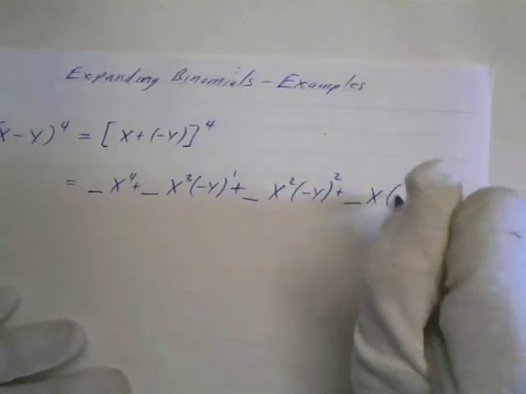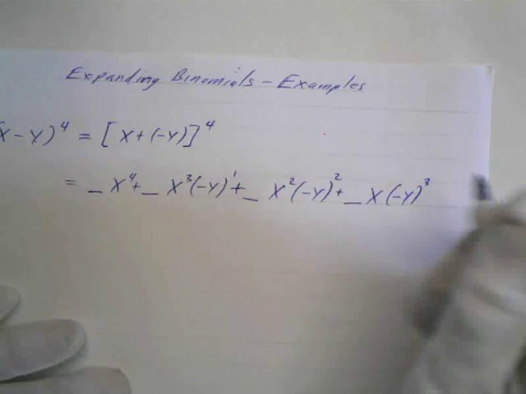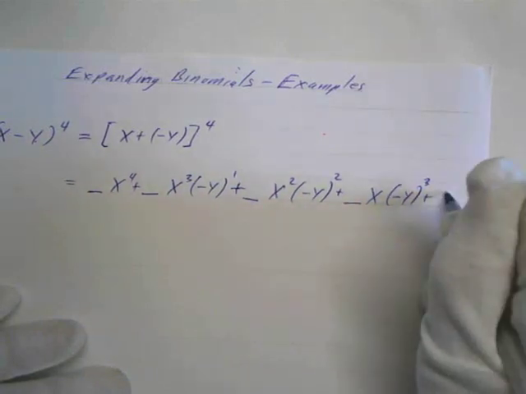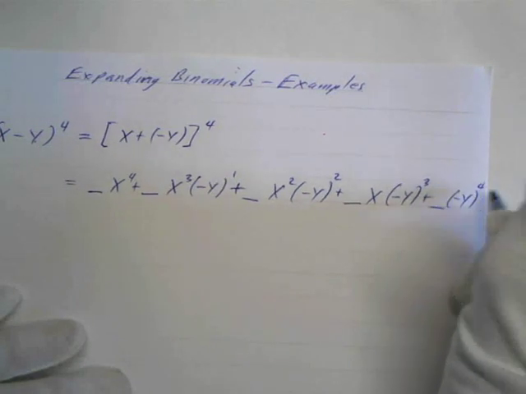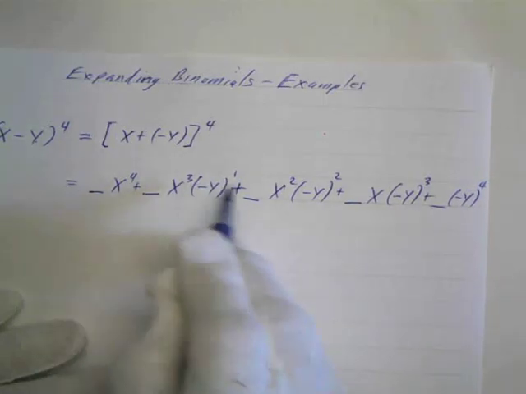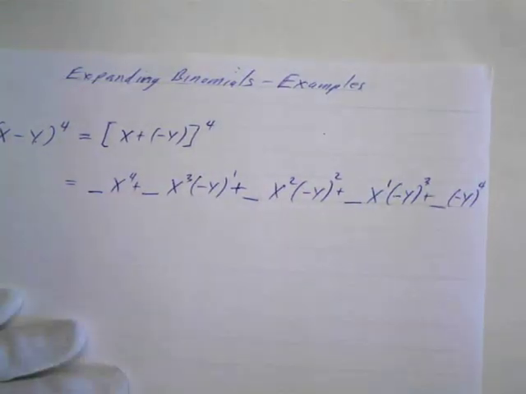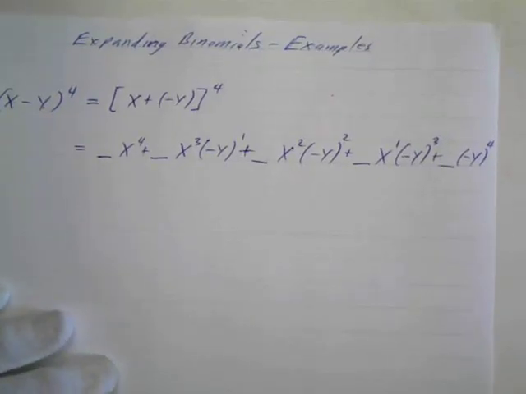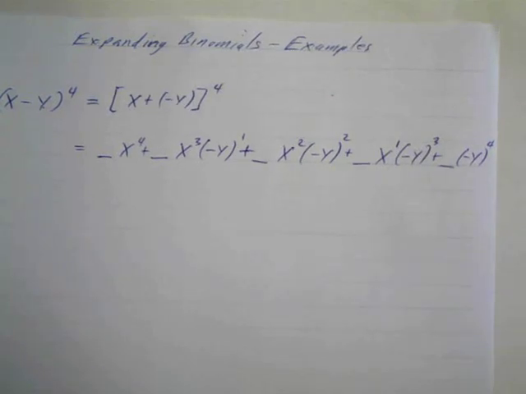This would be negative y to the third, and then plus, and this is going to be just something, negative y to the fourth. And x is going to go 4, 3, 2, 1. Okay? So that's how we would expand this out. And let's wait on our numbers here till we kind of figure out our signs here first.